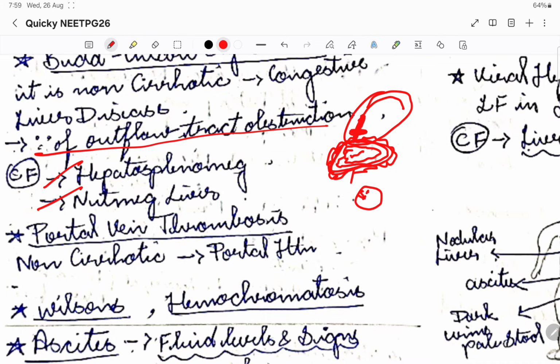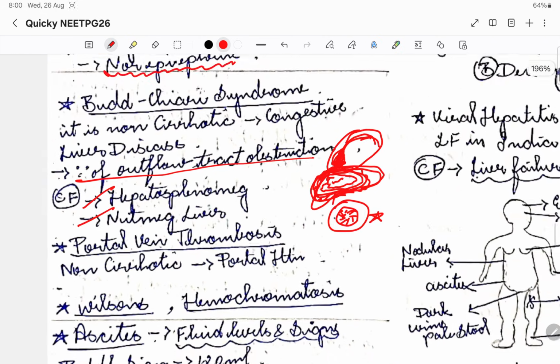So this was a previous year question: nutmeg liver can be seen where? See a nutmeg liver image, because this was an image-based question that they asked. This is where we get to see hepatomegaly, because all the blood is pooling inside the liver only, since it is not going to the hepatic vein and to the heart. So this is what happens with respect to Budd-Chiari syndrome.